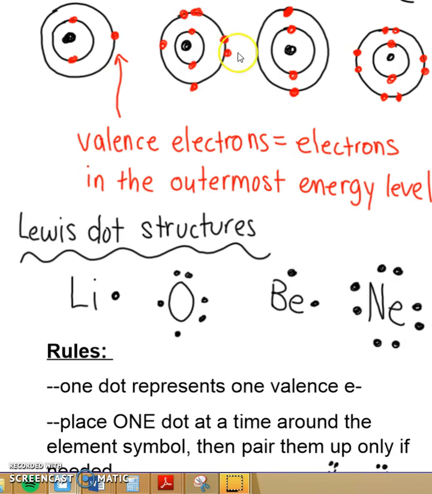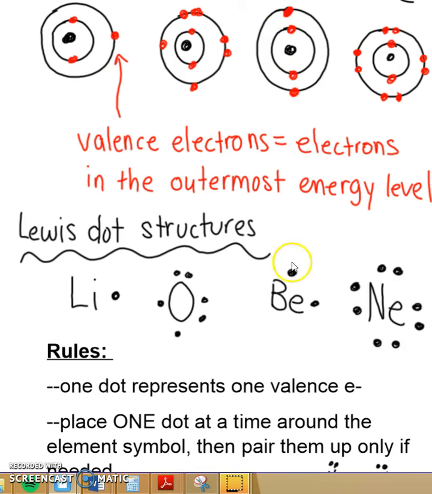Oxygen has 6 valence electrons, so I just place them around. I go 1, 2, 3, 4, 5, 6. I left these unpaired. They don't pair up unless they have to. Again, think of this as a box around oxygen with 4 sides. Put 1 at a time, pairing up only if you need to.